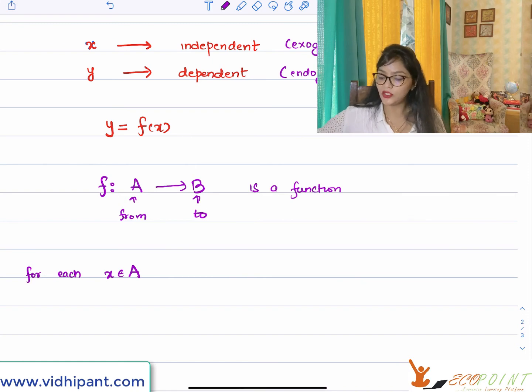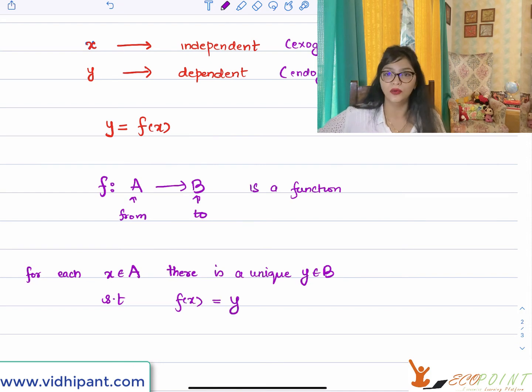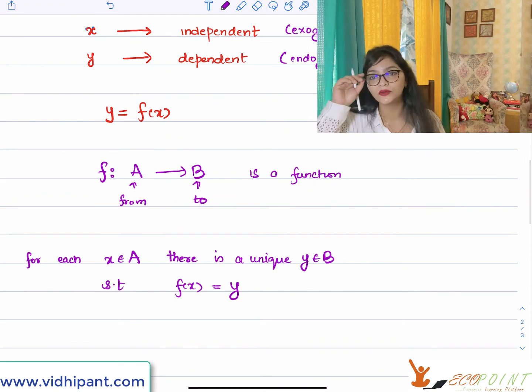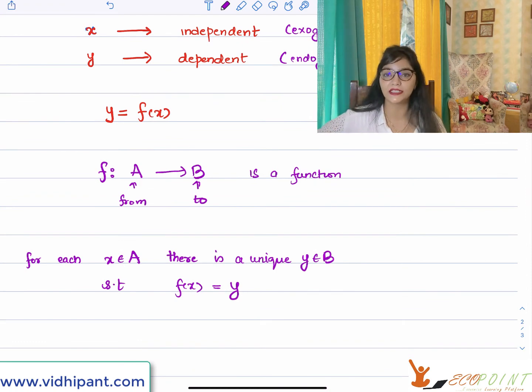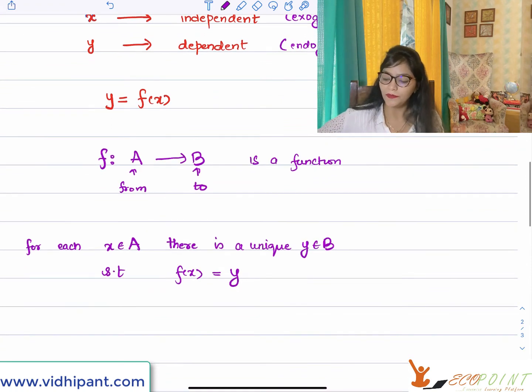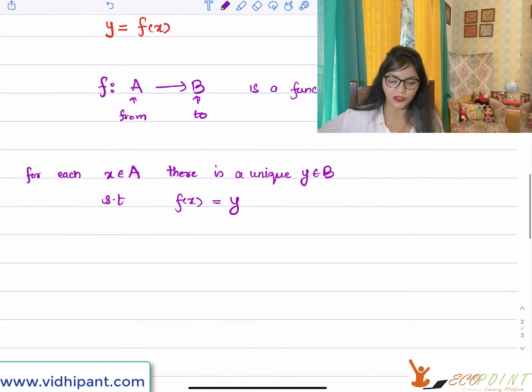So, for each x belonging to A, there is a unique y belonging to B such that the relation f(x) equal to y holds, such that f of x is equal to this particular value y, and this is happening for each x in the input set. So you cannot have any idle element in the input set, okay? This is how you define a function.